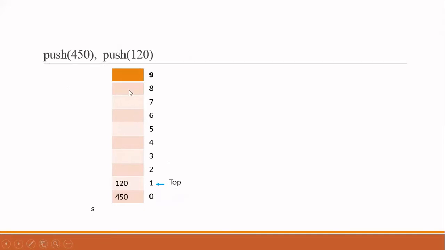The next step is push 120. Okay, now again I am incrementing the top, I am storing 120. Then push 280. Increment the top, store 280. Then pop. Now remember students, when I pop, what we are doing, we are returning this element and then decrementing the top. Now top is 1.